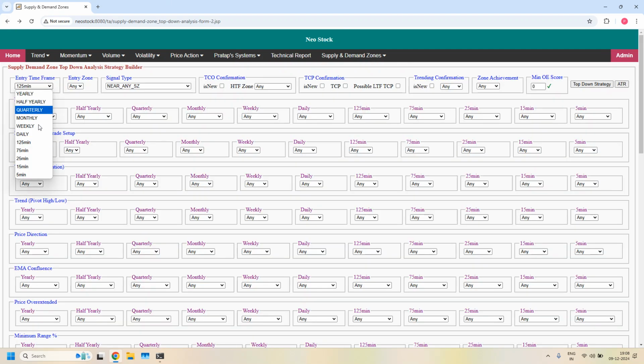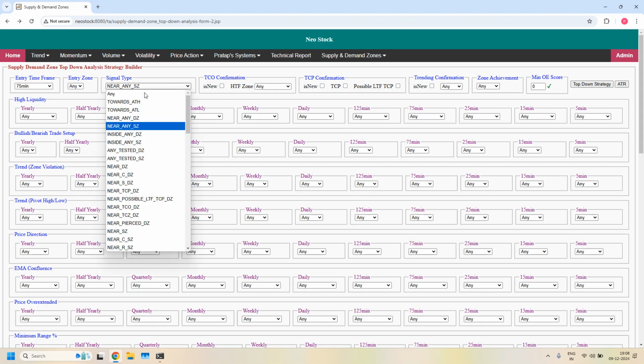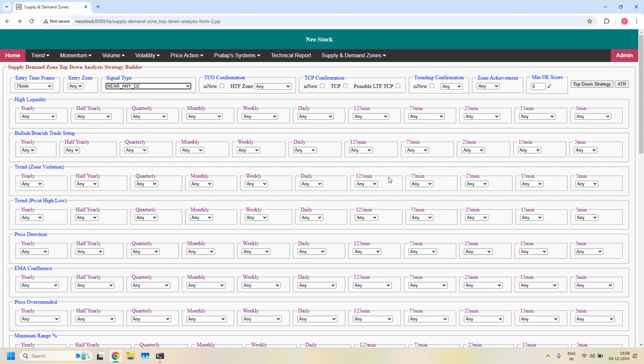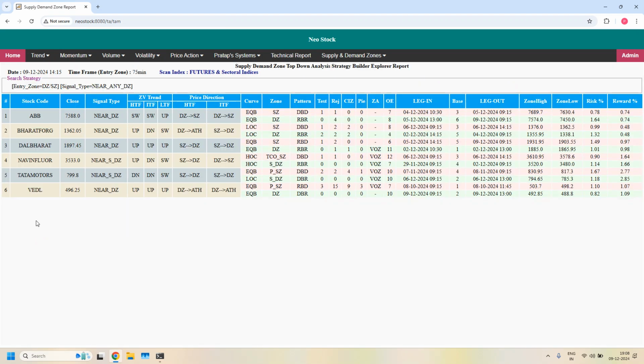Next time frame is 75 minutes. Entry time frame 75 minutes. Let us find the stocks near 75 minutes demand zone. We got 6 stocks. Let's identify high liquidity 75 minutes demand zones, if any. Navin Fluorine is having a high liquidity zone. Tata Motors is having a high liquidity zone. So we have 2 high liquidity 75 minute demand zones from this list.